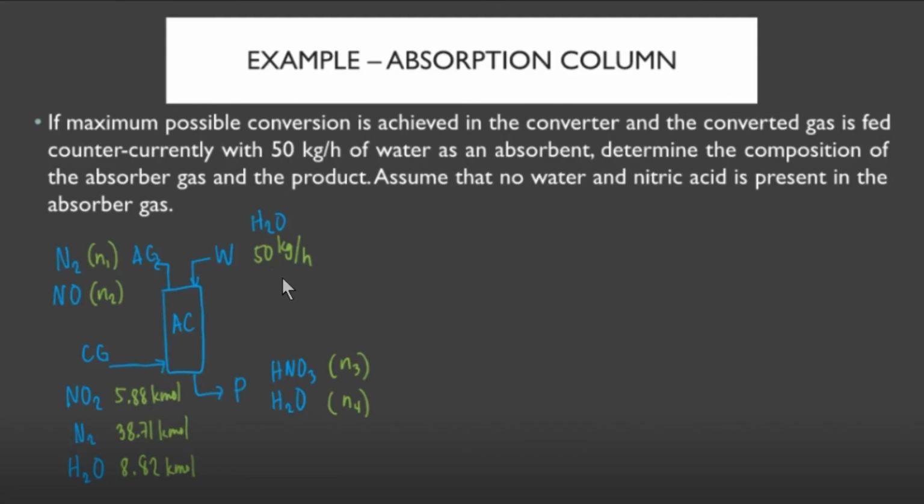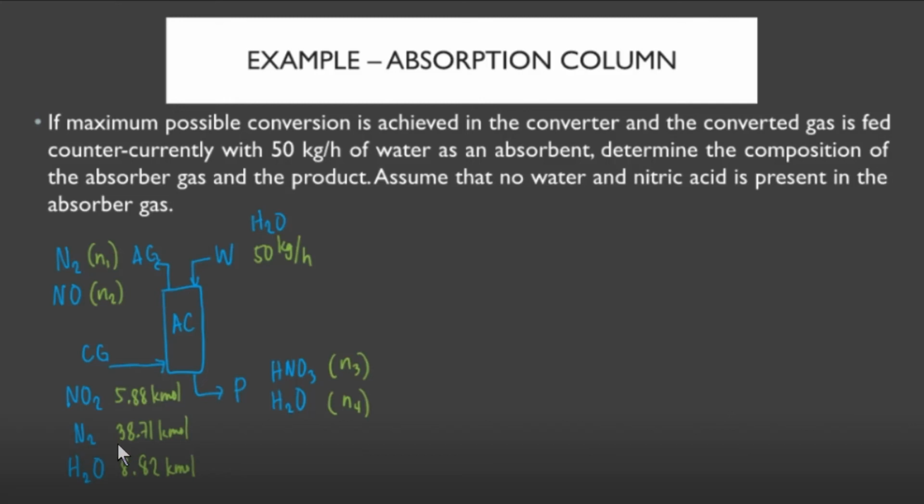In terms of our output streams, we have two. We have the absorber gas and the product. The product stream contains the nitric acid produced during the absorption process, along with some excess water introduced from the absorbent. The absorber gas contains nitrogen gas only and nitrogen monoxide. The nitrogen gas comes from the nitrogen in the converter gases. The nitrogen gas in this case is an inert. It does not participate in the reaction.